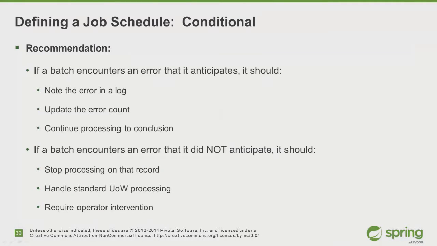So my recommendation would be if a batch encounters an error that it anticipates, you should note the error in a log, update the error count, and continue processing. If you encounter an error you did not anticipate, you should stop processing on that record, handle your unit of work depending on what it is that you've done, and then require operator intervention, whether it's a restart or reschedule of the job.